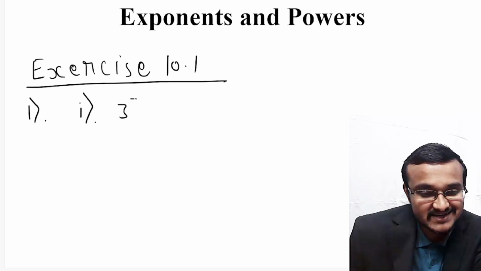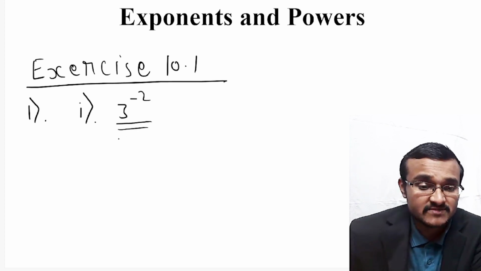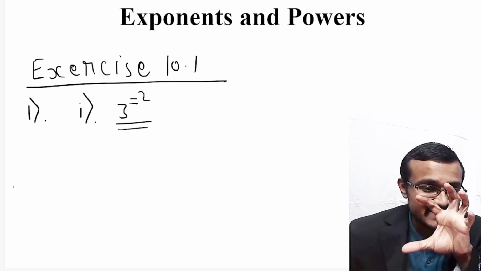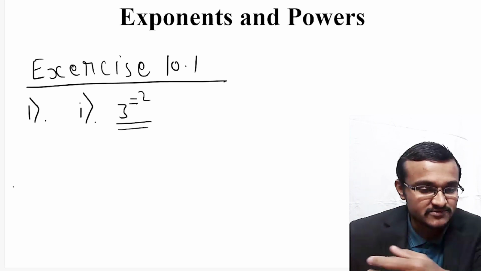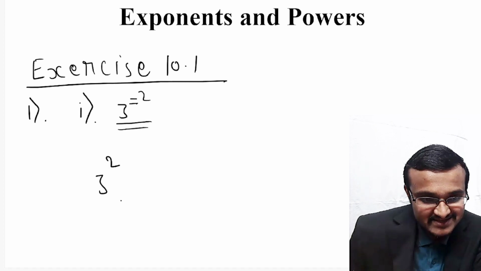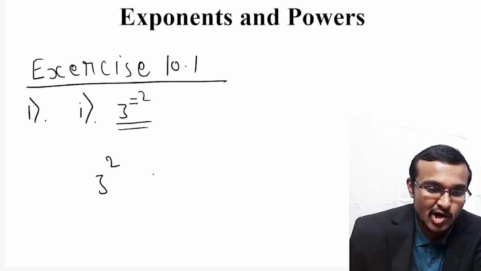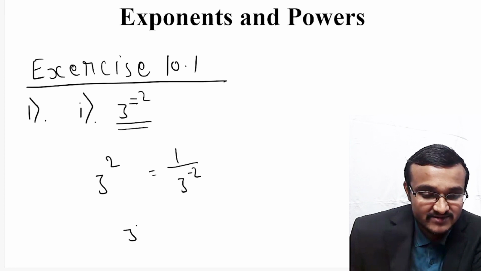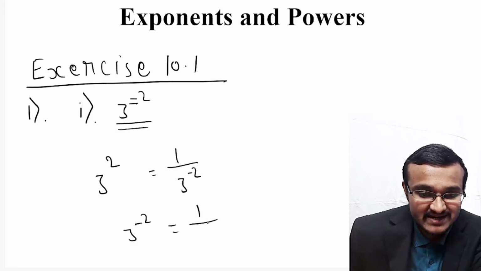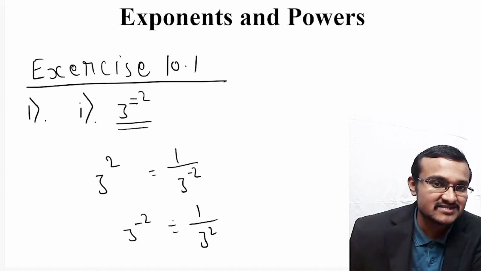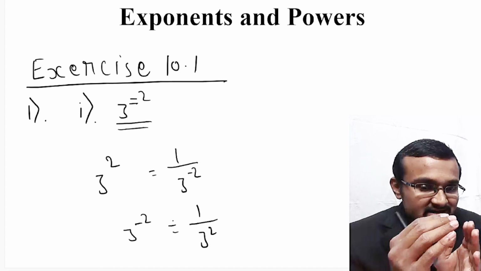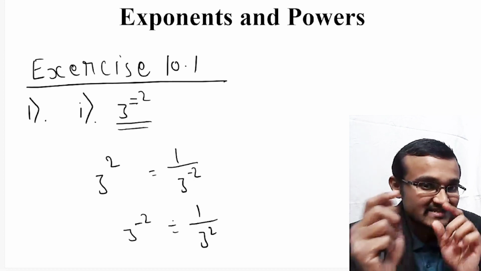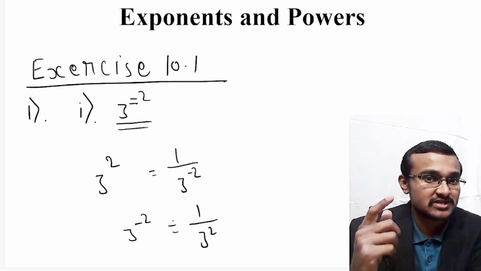The first one states 3 power minus 2. You should solve this. Always remember, if a negative term is coming in the power, you should take that entire term into the denominator, then it will become positive. So 3 power minus 2, when brought to the denominator, will be 1 by 3 power 2. Whenever you change a number's position from numerator to denominator or denominator to numerator, the sign of the power changes. So you should remember that.